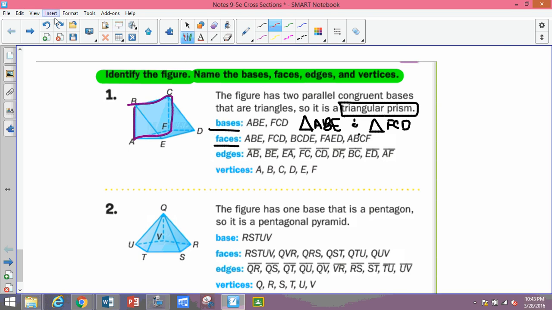Edges then. Edges are the sides, and we talked about this in class, the sides that make up that solid. So it's a line segment. So it's ED, BE, BC, CD, AE, AB, CF, FD, and AF. Those would all be your edges. Okay? Then you have vertices, and the vertices are just all the points. So A, B, C, D, E, and F are all your vertices.